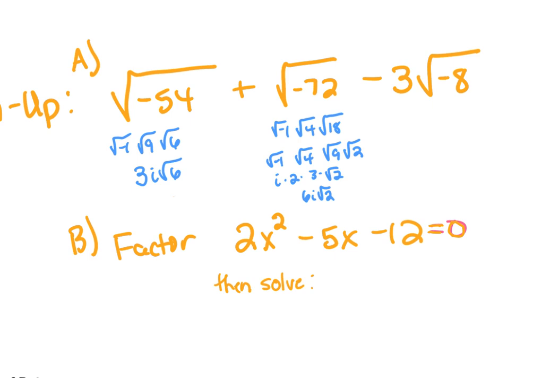Yeah. And then same thing on the other side, we'll take out the 4. So the square root of 4, square root of 2. And then we have this 3 out front. Multiply against it. Okay, so this is i times 2 square root of 2. We've got to multiply that. So we get 6i root 2.